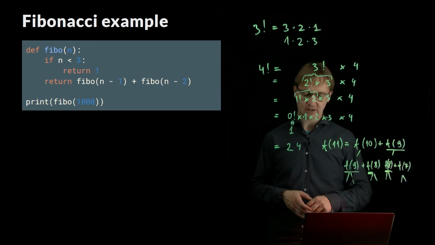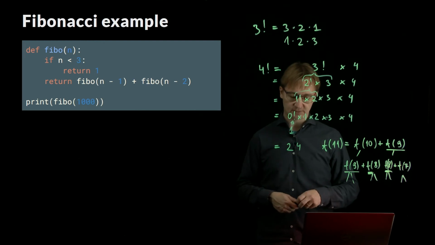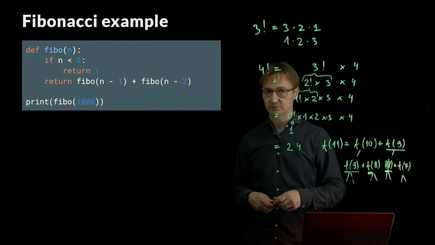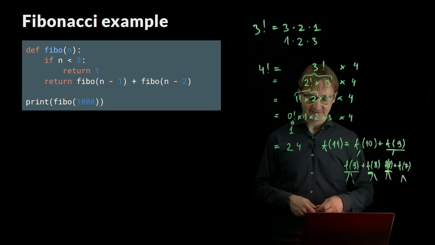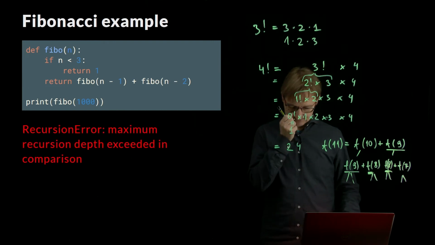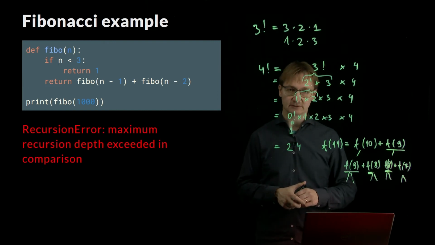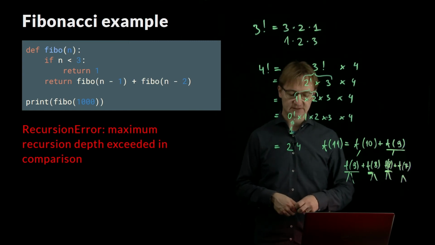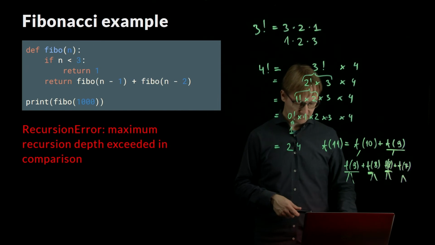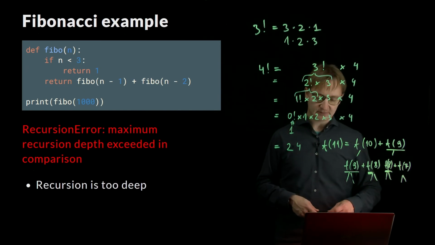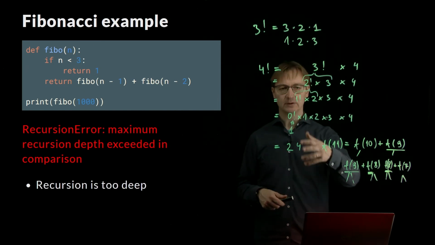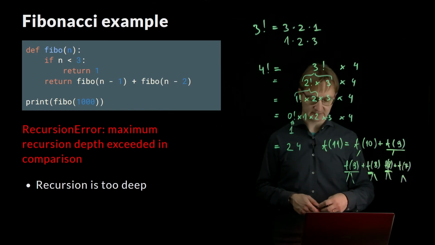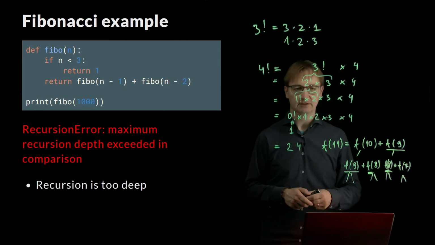And let's try to calculate Fibonacci for 1000. So what is the 1000th element in this sequence? But what happens is that we get an error. And the error says that the maximum recursion depth exceeded. What it means is that we go too deep with this recursive function.